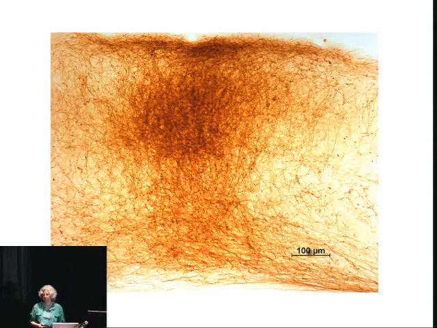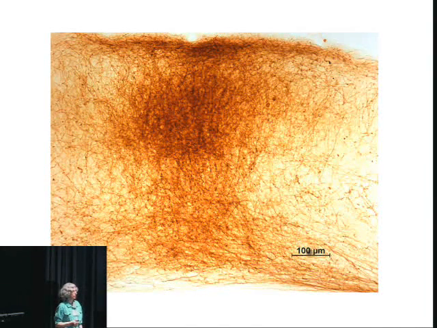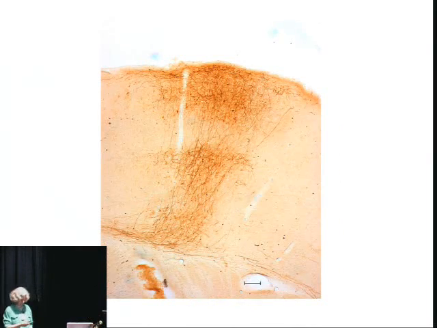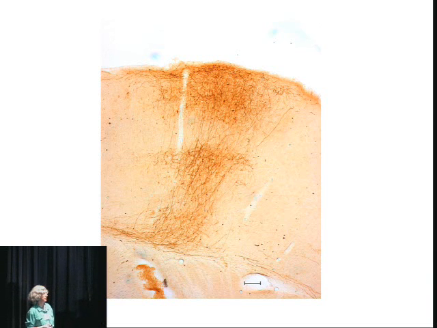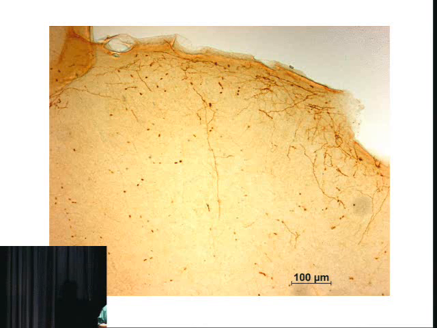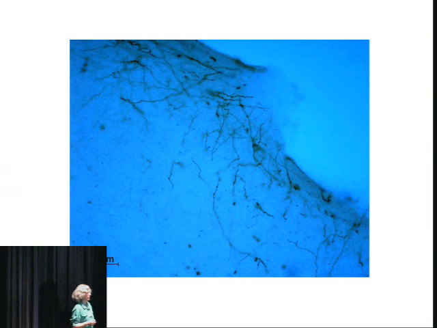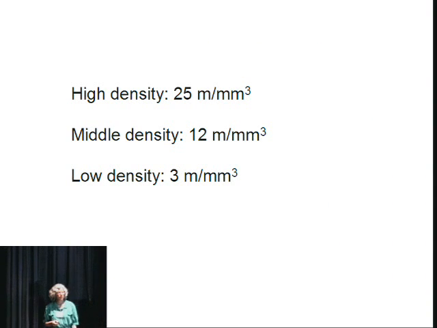Concerning the density of ramifications in these fields, here is an example for a strong projection with a high density. This is an example for a projection of middle density, and this is an example of a weak projection where fibers go only to one layer and with a relatively low density. And if one estimates the densities, one comes up with such numbers. So it is meters per cubic millimeter, in case of a low density about 3 meters, a few meters, and here about 25 meters.